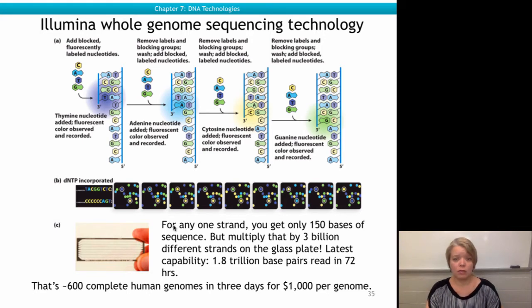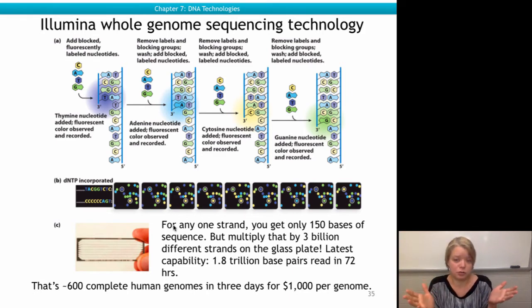Even though the Illumina whole genome sequencer is not very efficient, you will only get 150 base pairs for each DNA molecule you have incorporated. You can do about 3 billion different strands on a glass cover plate, and they're really small. The latest achievement of Illumina DNA technology was 1.8 trillion base pairs in 72 hours, which is exceedingly fast. So if you wanted to, you could sequence 600 complete human genomes in 3 days and under $1,000 per genome.